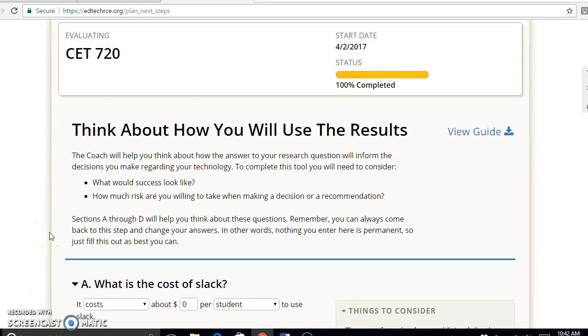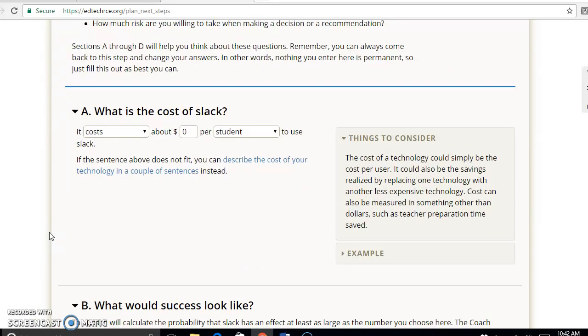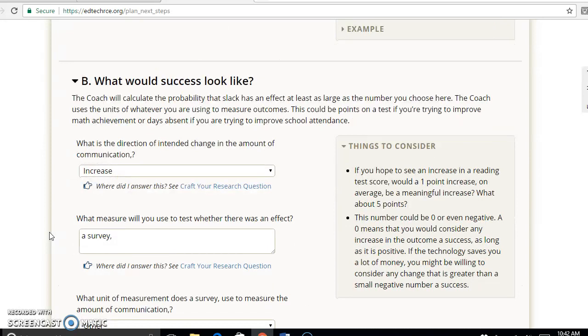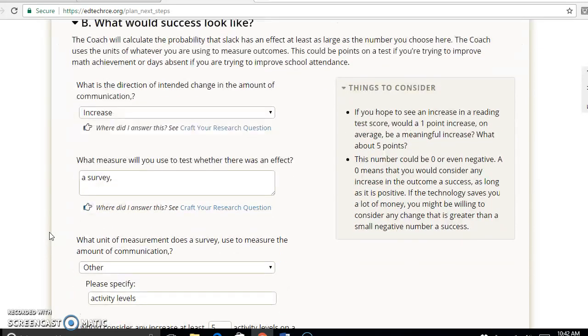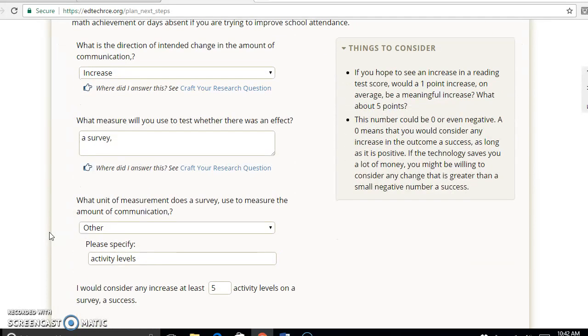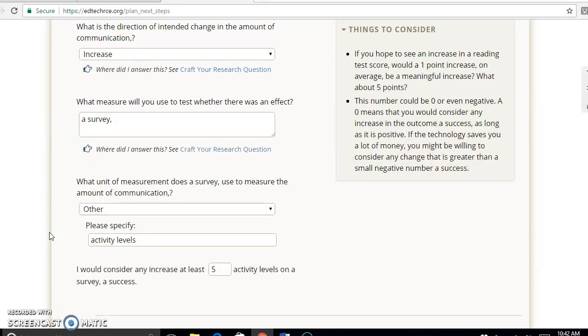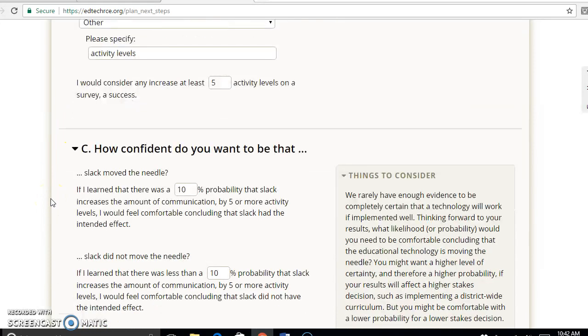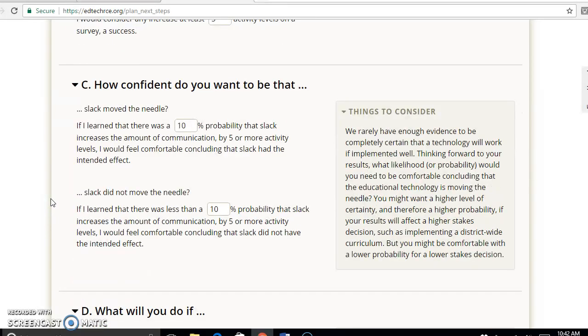So how will I use the results? First, Slack has a free program. There's also a paid option, which would offer more features. The goal is to increase the amount of communication. I'd be measuring it, like I said, through a survey. I would measure the activity levels, I guess how many times you would get notifications of who's posting and who's sharing things.